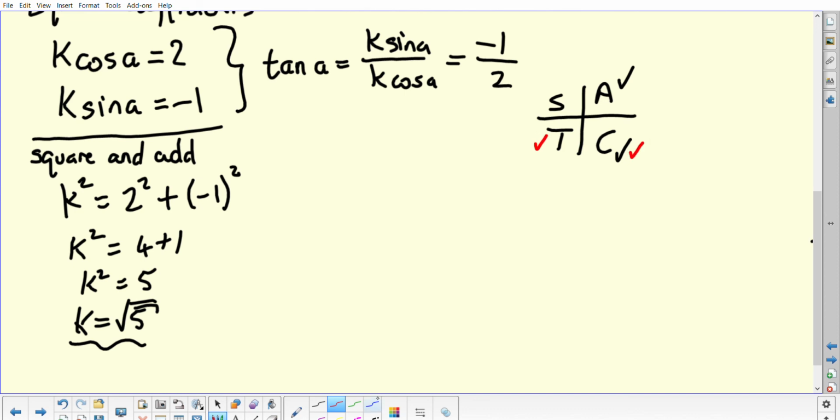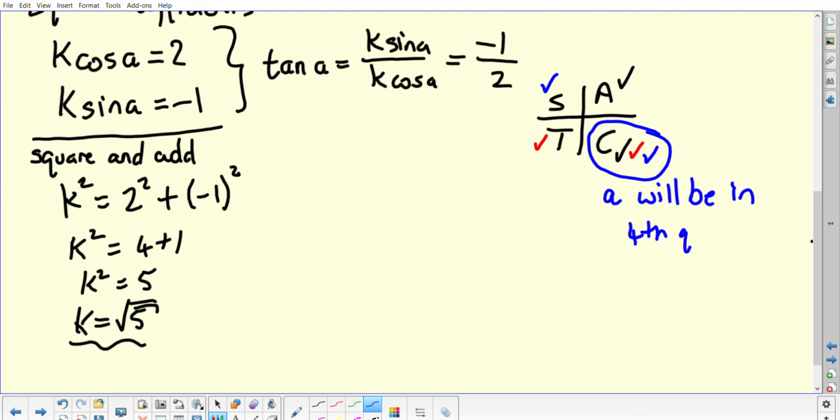And then what else can we see? We can see that the tan is also negative. So where does that happen? So the tan being negative happens in the second quadrant and in the fourth quadrant. Now the one that's got all three ticks in it is the one where you are going to find your A. It will be in the fourth quadrant.